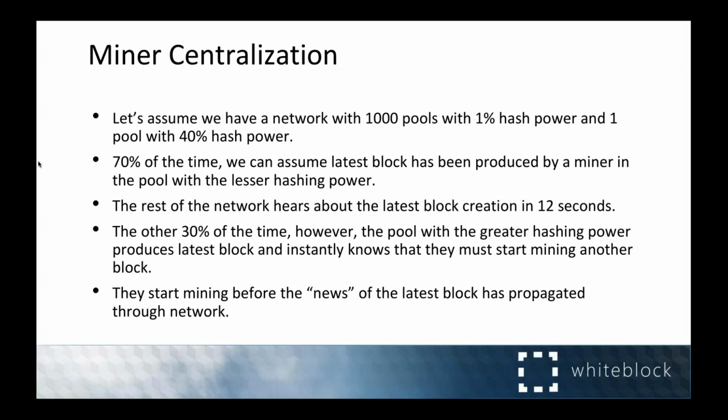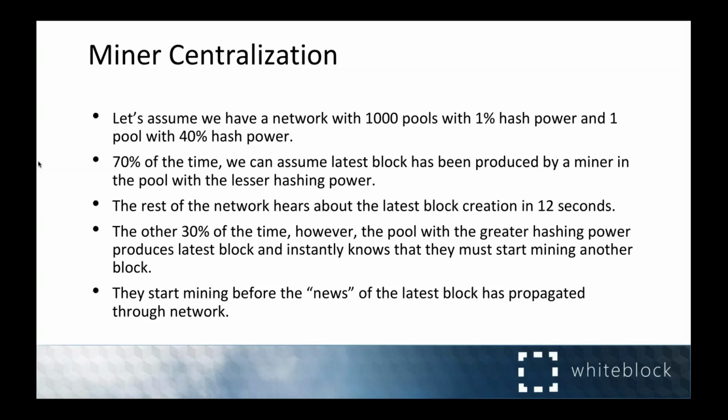So if we assume that our network has 1,000 pools with 1% hash power and one pool with 40% hash power, 70% of the time we can assume that the latest block has been produced by a miner in the pool with a lesser hashing power. The rest of the network hears about the latest block creation in 12 seconds. So the other 30% of the time, the pool with the greater hashing power produces the latest block, and they instantly know that they must start mining another block.